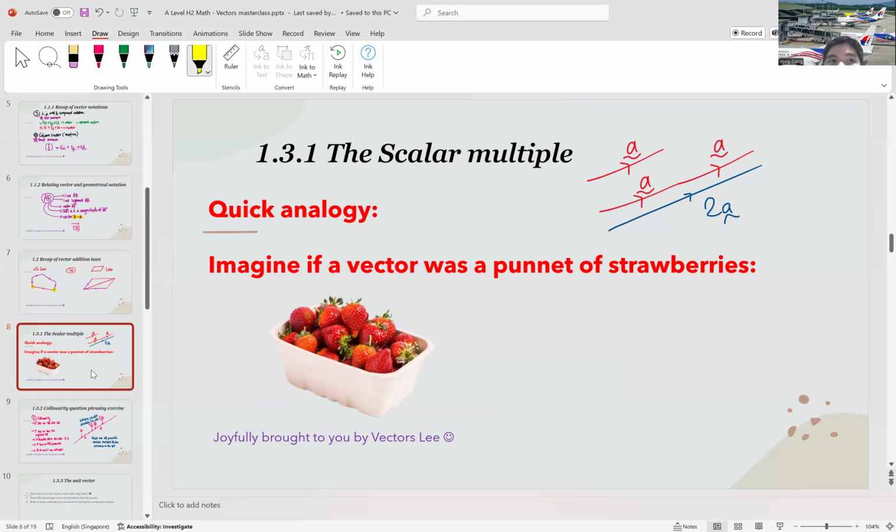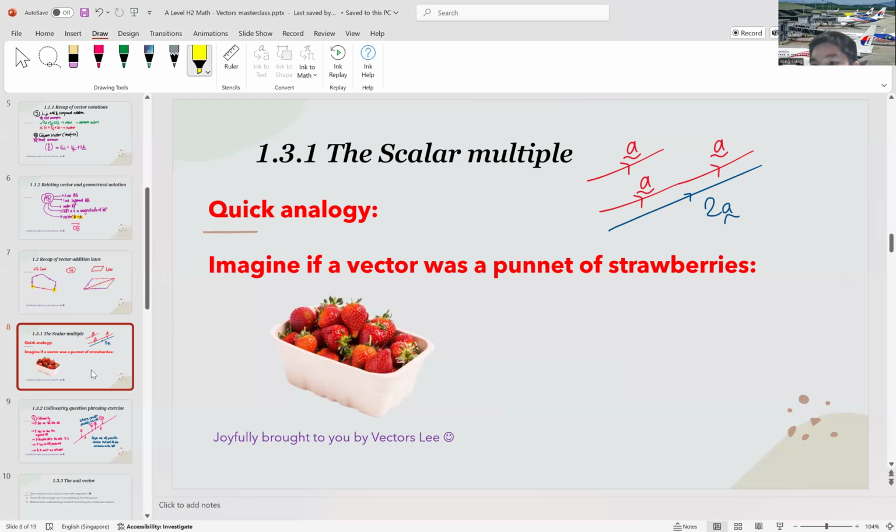What is going to happen when I multiply the vector A by 2? A quick analogy for you to imagine is that if vector A was a punnet of strawberries. If I want one container of strawberries from the supermarket, then you notice that it just gives me one packet of vector A. But what if I wanted to buy 2 packets of strawberries from the supermarket? You notice that the number of strawberries that I eventually have is going to be 2 times the number of original strawberries, right?